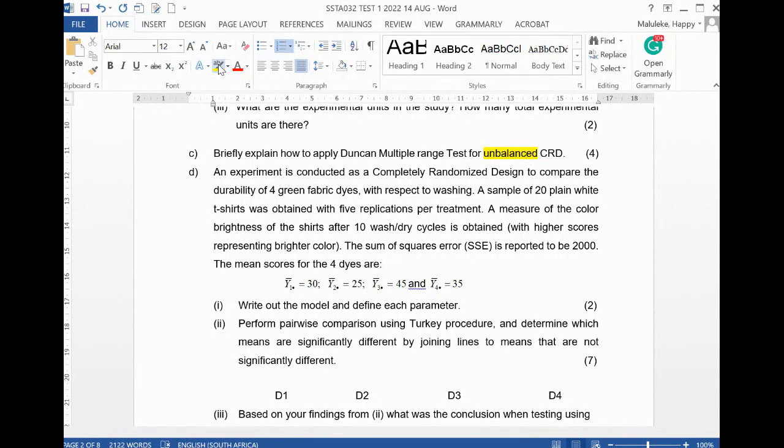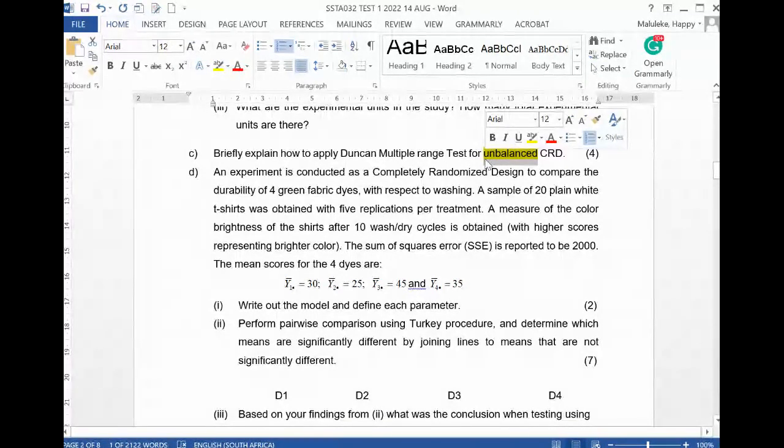You find the standard error. If you check your scripts, some of you just said, I will just find the standard error. How will you find it? Because the problem is unbalanced. That's where I wanted you to bring in the issue of what? The issue of the harmonic mean. So I wanted you to explain that, since the problem is not balanced, I will first find the harmonic mean, because the replications are not the same.